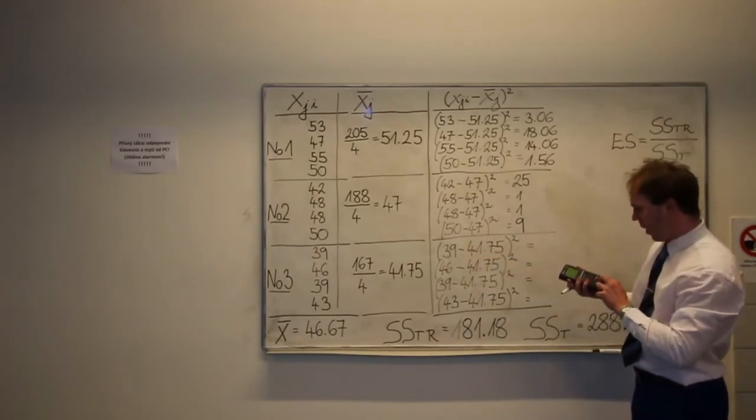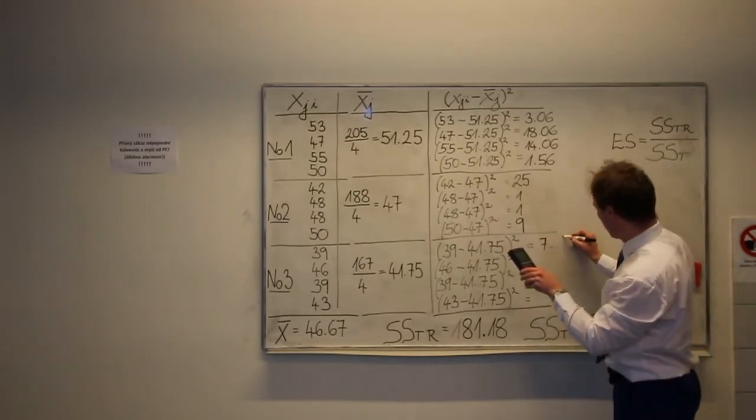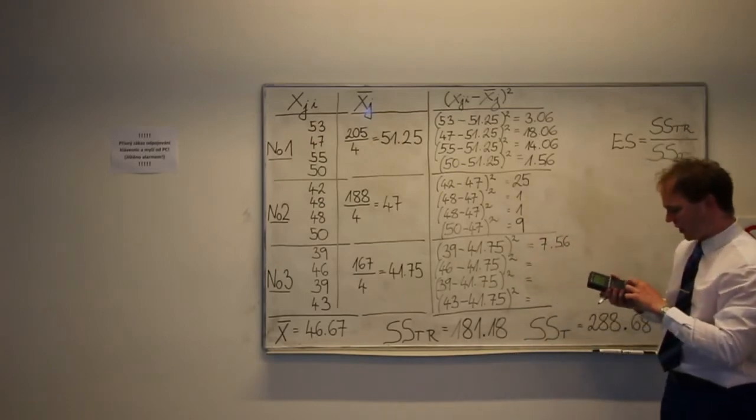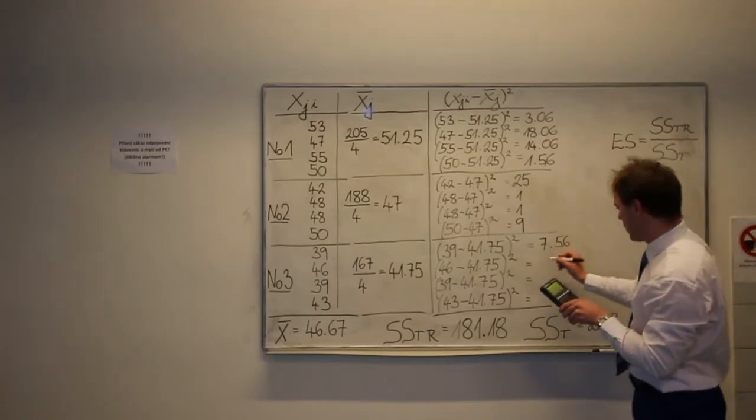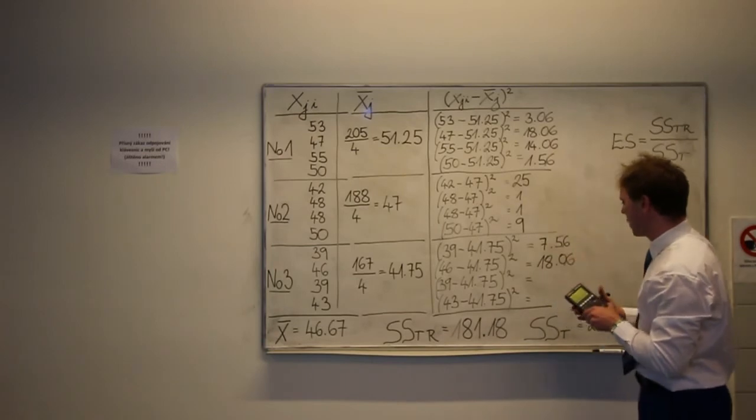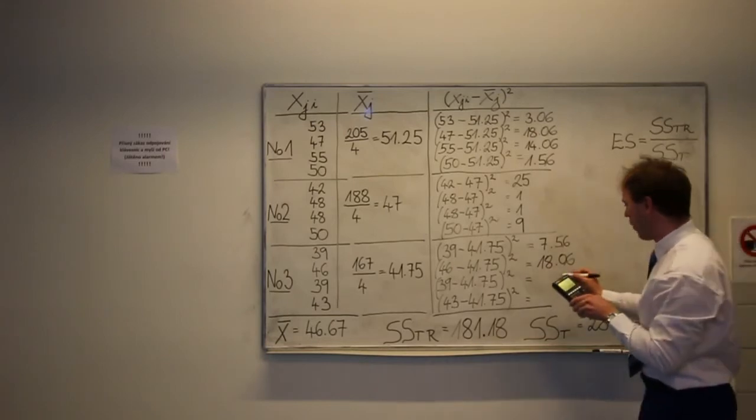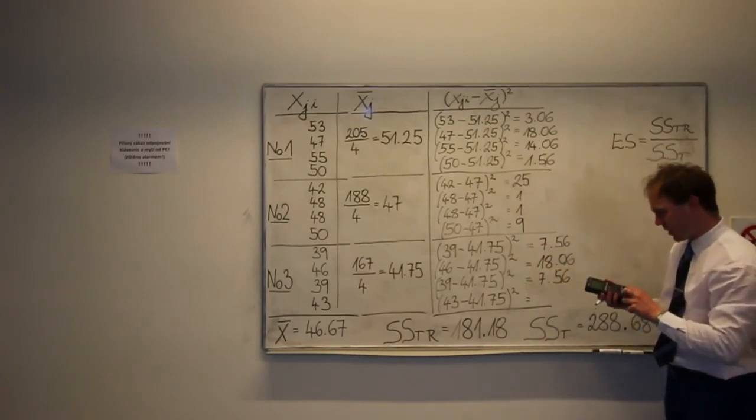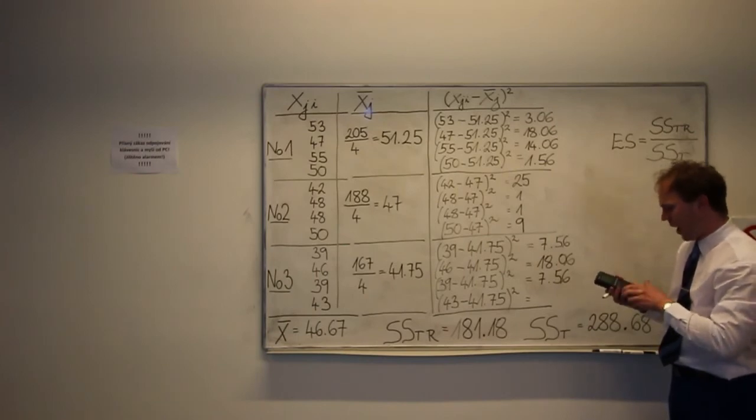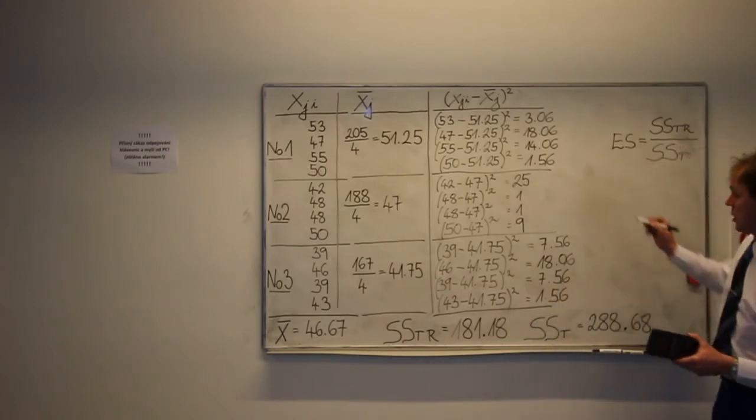39 minus 41.75 squared is 7.56. 46 minus 41.75 squared is 18.06. 39 minus 41.75 squared is 7.56. And finally, 43 minus 41.75 squared is 1.56.